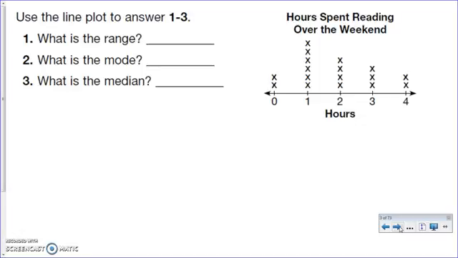Use the line plot to answer questions 1 to 3. Hours spent reading over the weekend. And we can see the students read anywhere from 0 hours to 4 hours over the weekend. So the range is the greatest minus the least. So our greatest is 4 and 0 is our least. In this case, it is a data point because it has 2 X's on top of it. So we have to use it as our smallest data point. So 4 minus 0 gets us 4 for the range.